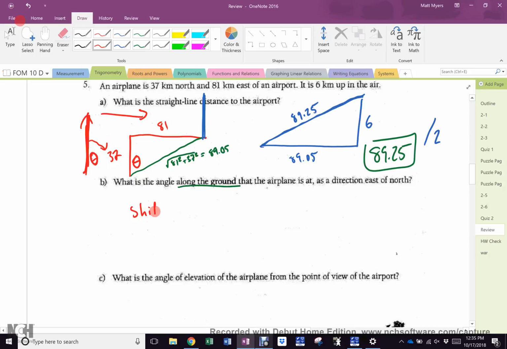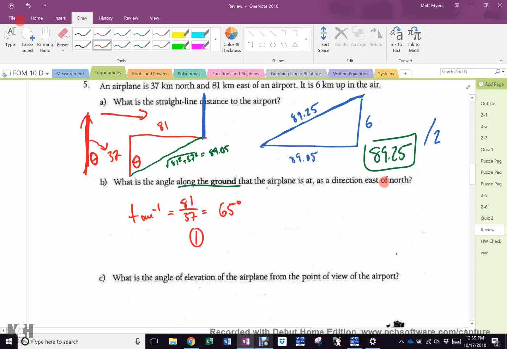Shift tan of... No, not 6. It's on the ground, Ariana. 81 over 37, which gives you 65, yes? Now, that gets you 1 mark.